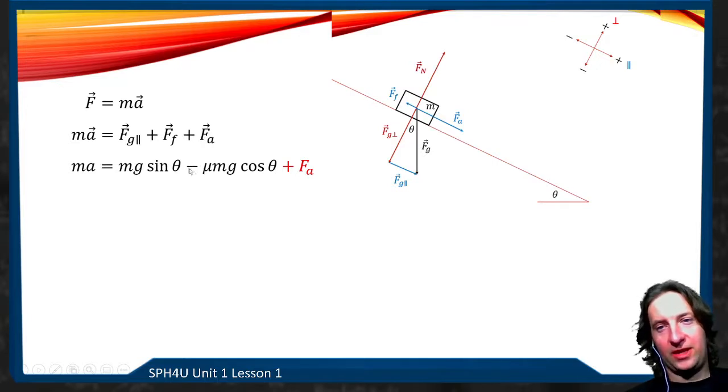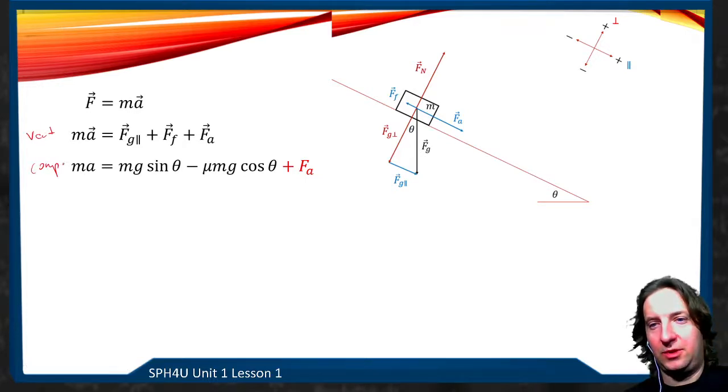Being very careful that I'm subtracting here. Remember that I'm subtracting because it's opposing, it's in the opposite direction. Again, this is a component equation. This is vectors up here. This is a vector. This is in components.